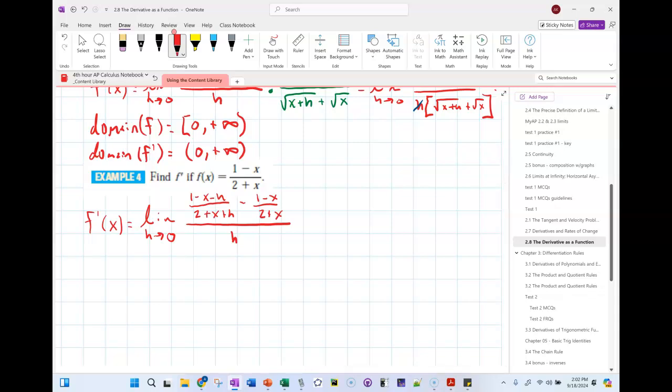Is everybody okay with how I've plugged that into my formula? Why is it not minus x plus h? Because I distributed the negative sign through the x plus h, because of the minus in front of it. Great question. You see it now? Good.